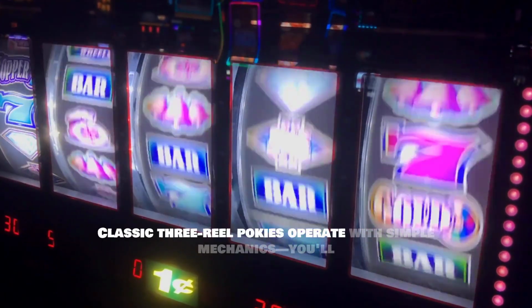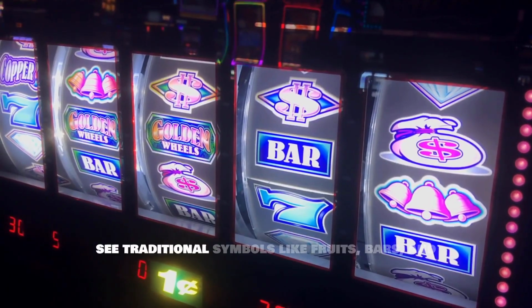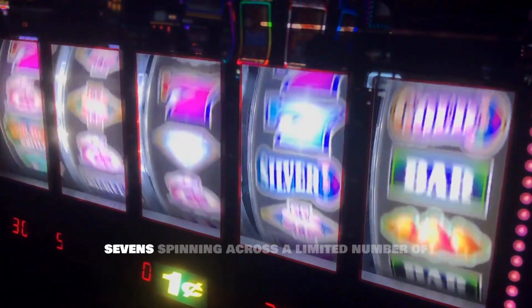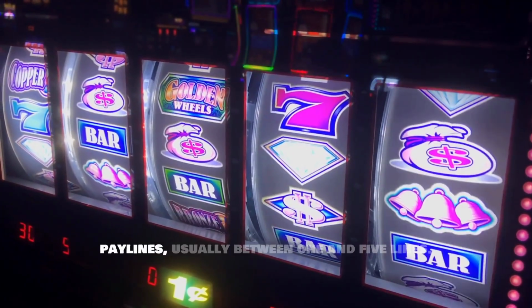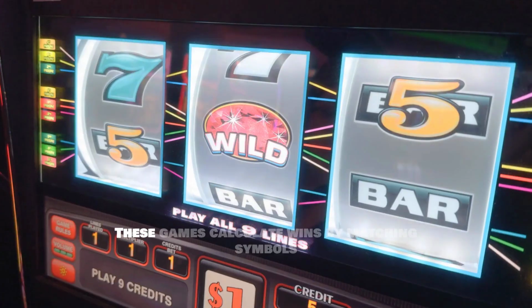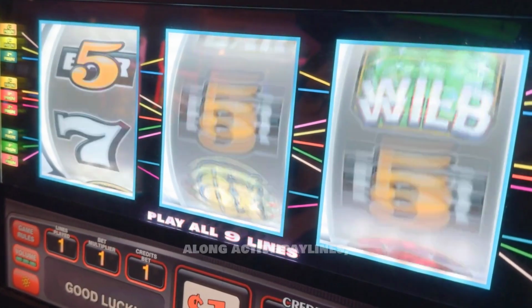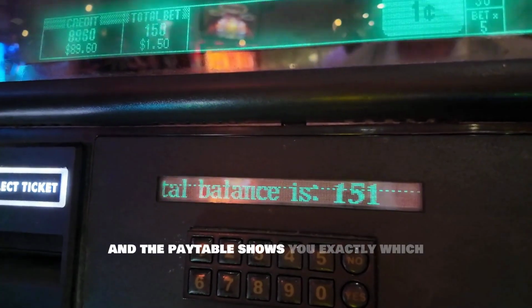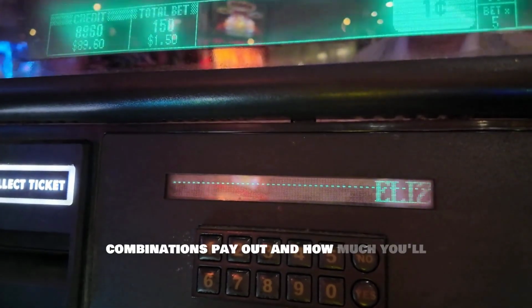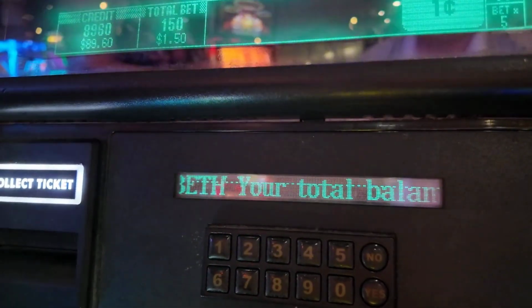Classic three-reel pokies operate with simple mechanics. You'll see traditional symbols like fruits, bars and sevens spinning across a limited number of pay lines, usually between 1 and 5 lines. These games calculate wins by matching symbols along active pay lines, and the pay table shows you exactly which combinations pay out and how much you'll receive for each winning arrangement.